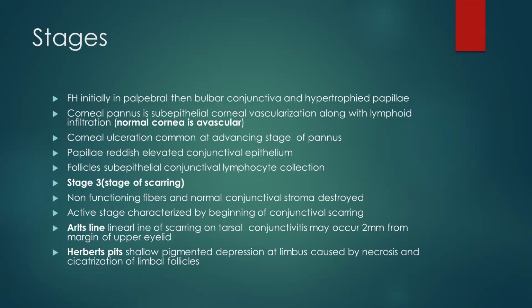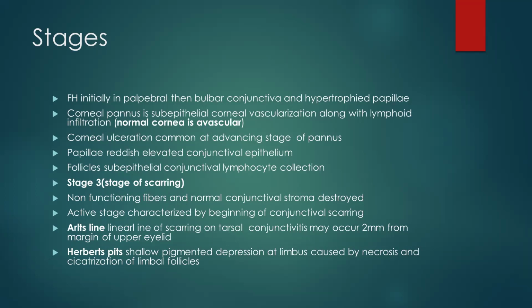And also there is hypertrophied papilla, which is a vascularized sort of growth. It is differentiated from follicles, where follicles are pale and papillae are reddish in color. And then there is corneal pannus, which is formed by subepithelial corneal vascularization along with lymphoid infiltration. Normally, cornea is avascular, and there is no conjunctiva present on cornea. So in this second stage, corneal pannus is seen. Corneal pannus is subepithelial vessel formation along with lymphoid infiltration, which is a normal immune reaction.